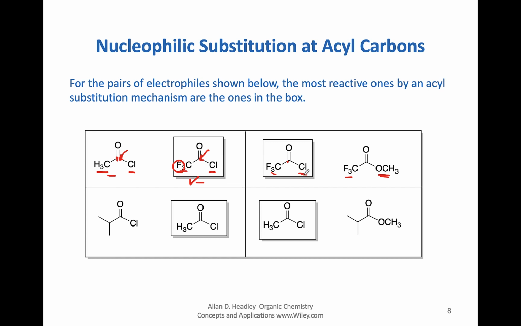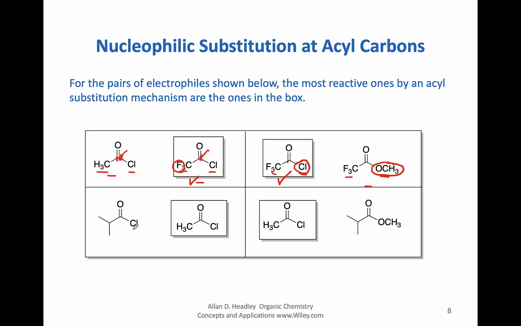So the better leaving group would be the more reactive. So the question now is, out of Cl minus and OCH3 minus, which is a better leaving group? You can tell that by looking at the stability of the group after it has left in terms of the negative charge that it has acquired. As you know, Cl minus is a weak conjugate base, and CH3O minus is a very strong conjugate base. So therefore, this is a better or more reactive electrophile compared to this one.